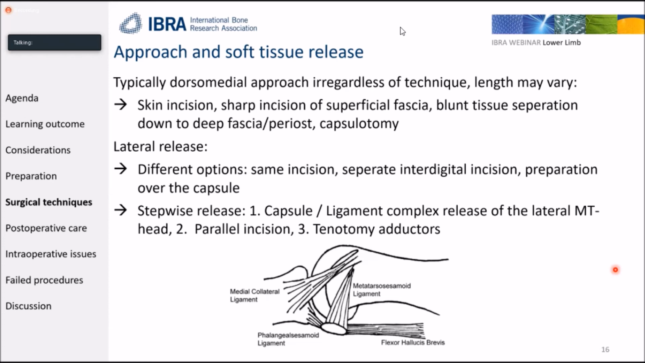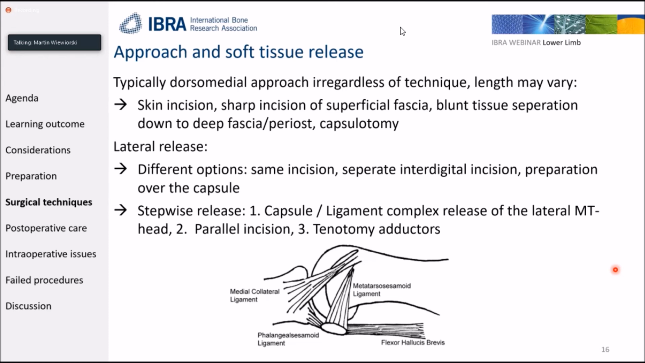After I incise the superficial fascia, I do a blunt tissue separation to dissect the tissue down to the deep fascia, to the capsules and to the periosteum. And then after I've done sufficient hemostasis, I perform the capsulotomy of the MTP1 joint. And then the next point is the lateral release.